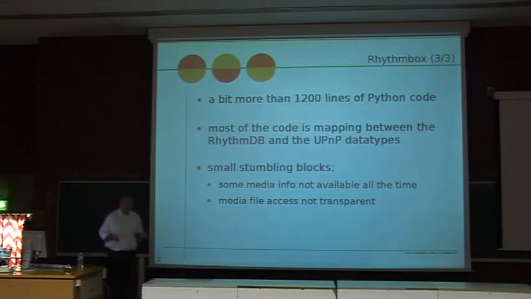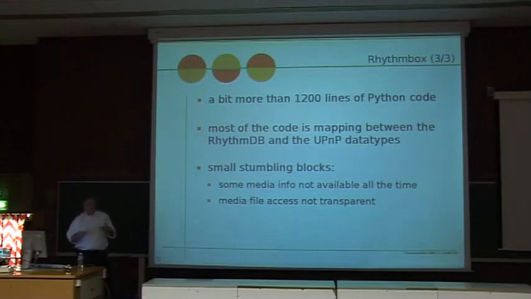Rhythmbox, for example, accesses the album art only when it's playing the file. But a control point on the network wants to display that album art when browsing the database. So this is something we need to change there. And media file data access is not transparent. For example, if you access your media data via Samba share, Rhythmbox does not provide that information for Coherence to access it. So we need some fix for that.